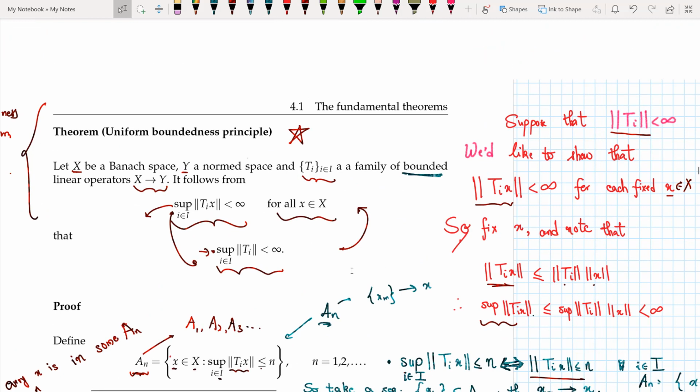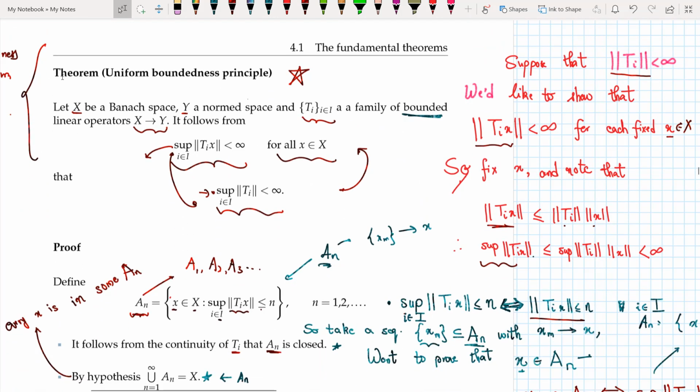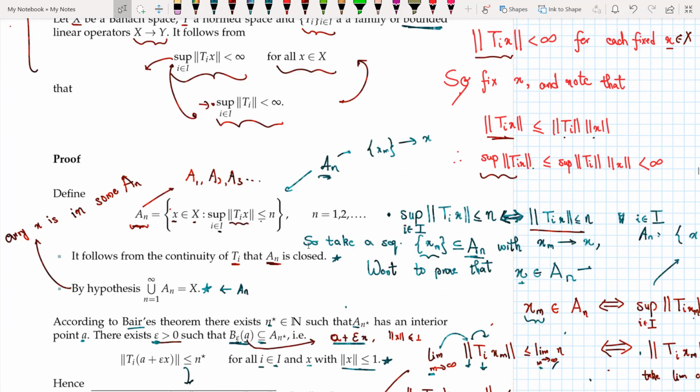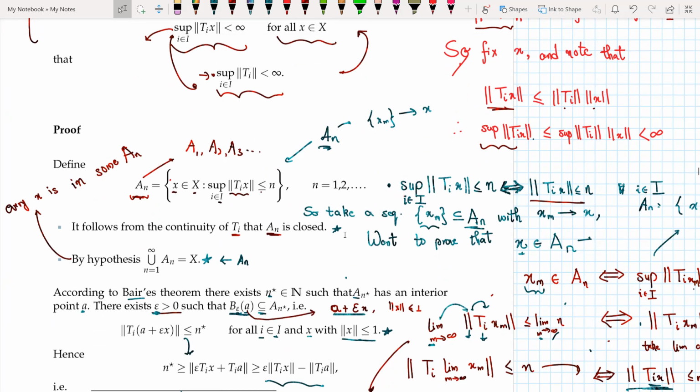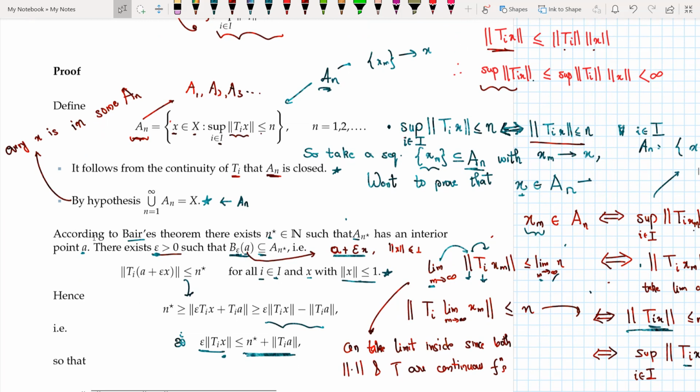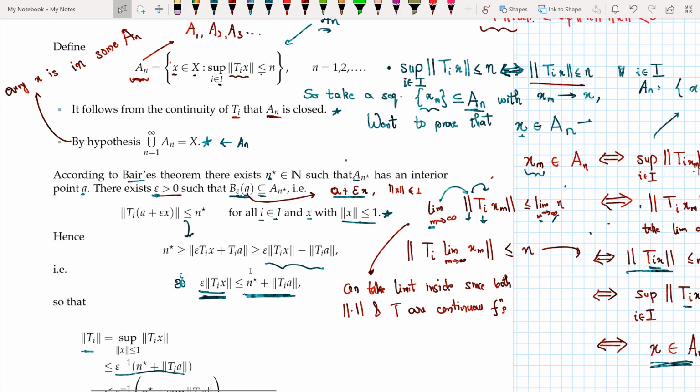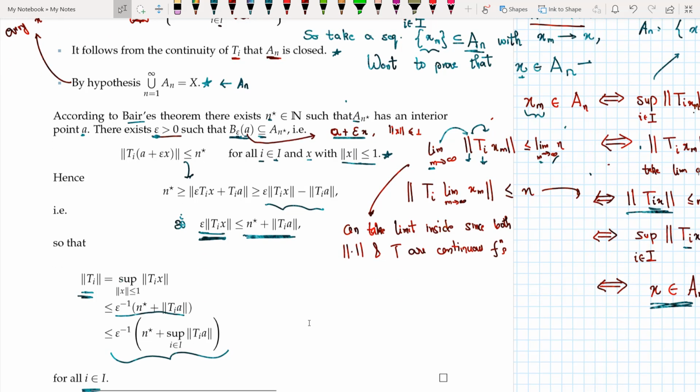So let's have a quick recap. What we did was, we had a Banach space, Y was a normed space, and we had pointwise boundedness. We proved uniform boundedness. How did we do that? We defined a set An such that we could make use of Baire's theorem, and using that we showed that there could be a ball of radius epsilon around a point A, and thus we came to this result. We got an estimate of epsilon times the norm of Ti x, and using this estimate we therefore estimated that the norm of Ti is also less than or equal to some quantity, is also bounded for all i.